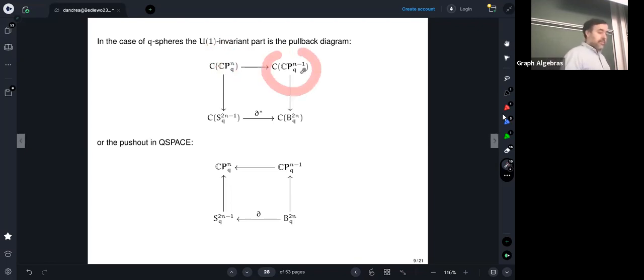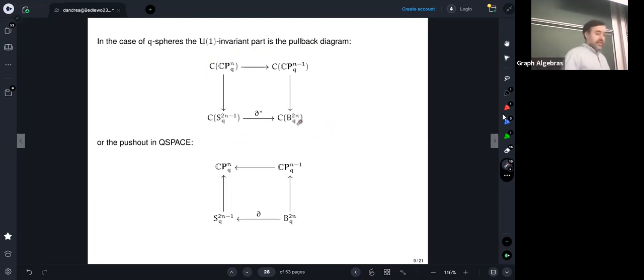Here we have the same, but in complex dimension n minus one. And below, what you get is the Vaksman-Soibelman quantum sphere and the Ong-Shimansky noncommutative ball. The horizontal map is really the boundary map that we saw before, the dual of this boundary map that we saw before in terms of graphs.